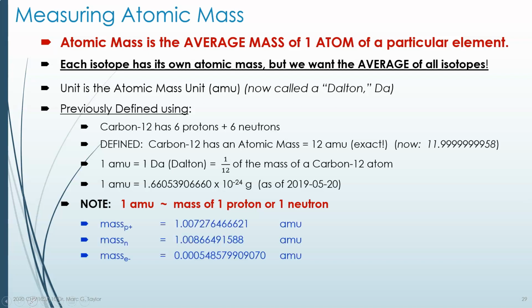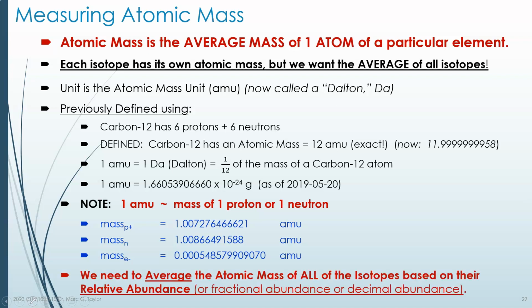And here are the actual number of AMUs, but take a look. The mass of a proton is about 1 AMU. The mass of a neutron is about 1 AMU, and the mass of electron is about 0 AMUs compared to the other two masses. So this is why we add protons and neutrons together to get a relatively average mass of a particular isotope, but we have to figure out the mass of all the isotopes within the entire element. So we need to average all of the masses of each of the isotopes based on their relative abundance. We also call that fractional abundance or decimal abundance, but it's usually given in percent.